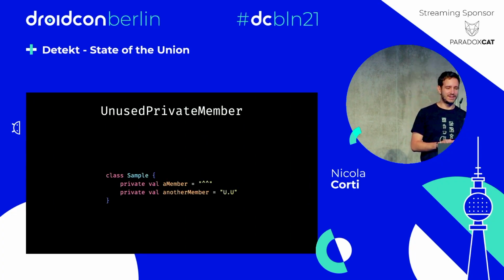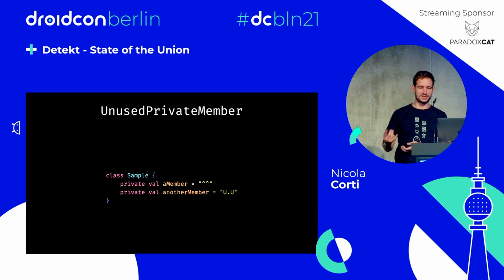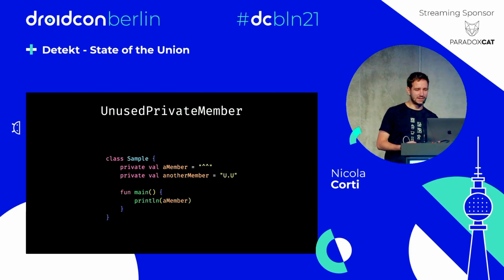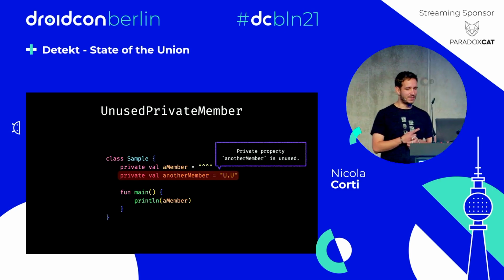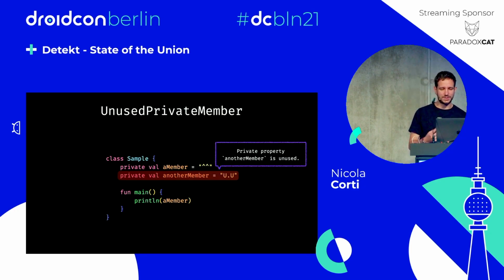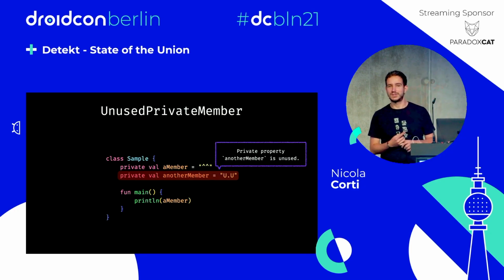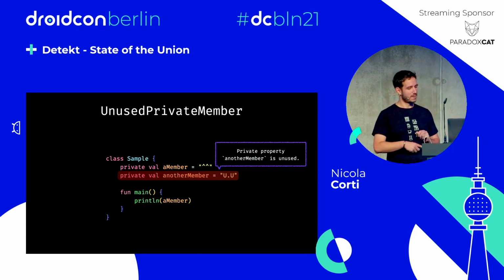Self-explanatory again. It just checks if there is a private member that is unused. For example, if I have this code, and I have two members, a member and another one, and I have a function where I just print one, Detekt will tell me, hey, private property, another member, is unused. So maybe you want to remove it.